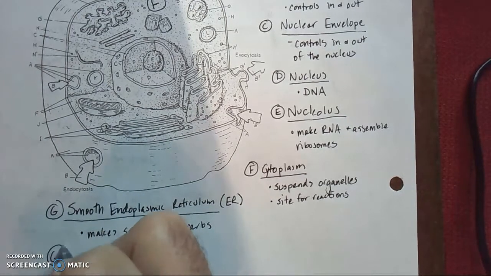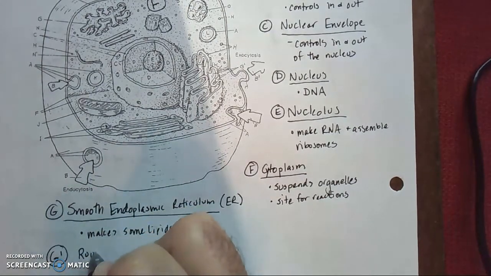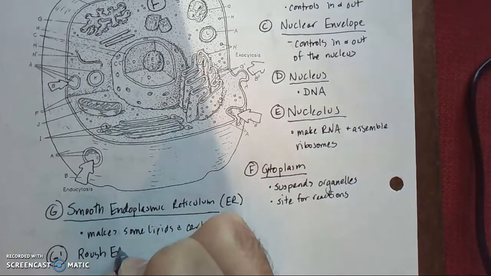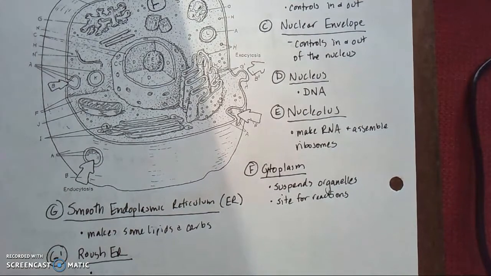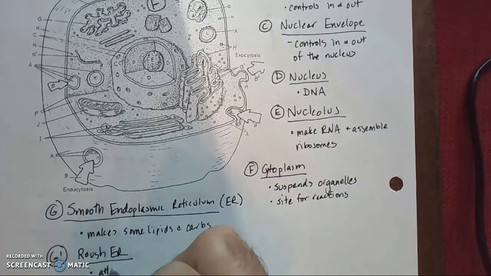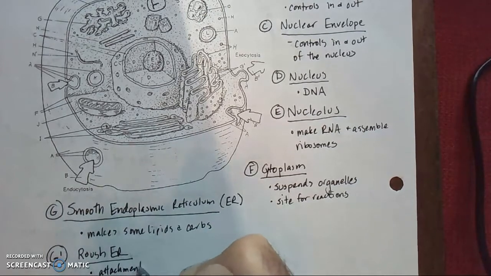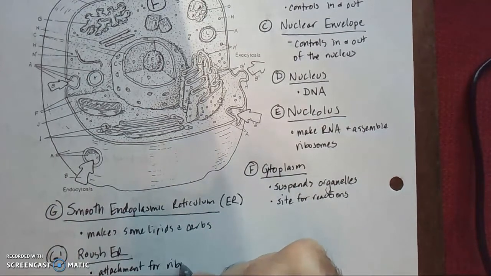G prime is rough endoplasmic reticulum, or rough ER. And you can see that it looks like it has a case of measles. It has little dots all over it. Those little dots are going to be ribosomes. So it's an attachment for ribosomes. And we're going to discuss a pathway here in a second, but an attachment for ribosomes, and it modifies proteins.